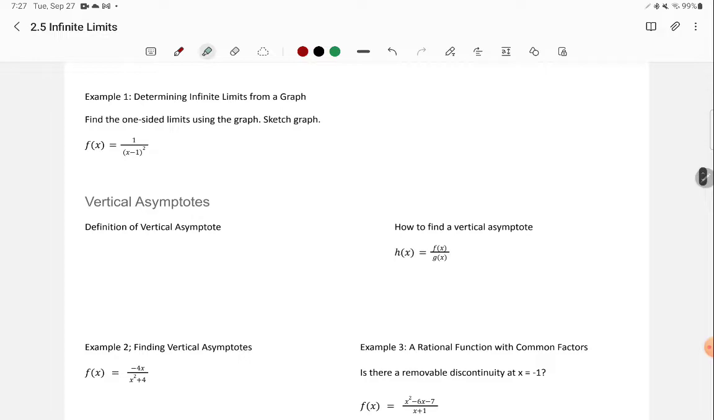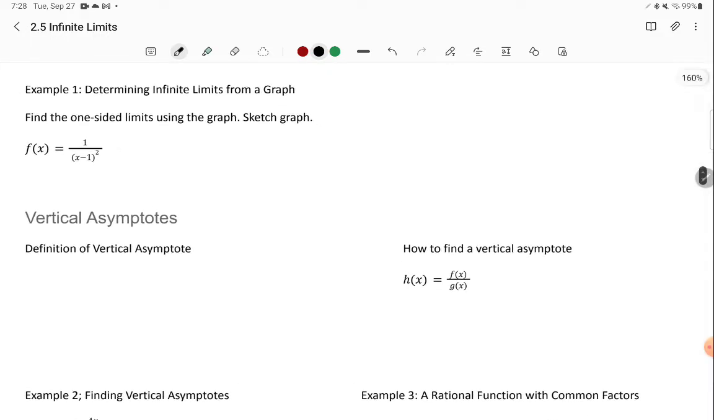So let's try this one, example 1. Find the one-sided limits using the graph and sketch the graph. So you're finding the one-sided limits on this. Just go ahead and sketch this graph right here. And see if you can find that point where, in this case, it's going to be at x equals 1. And then come back and see how you did.